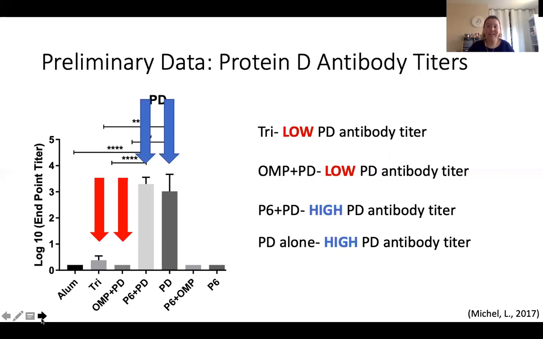So why is it that when it's mixed with P6, it has this high number of antibodies generated against it, but when it's mixed with OMP26, it doesn't? And when it's mixed with OMP26 and P6, there's no antibodies generated against protein D. And this started to get us thinking, what is happening here? There's got to be something happening.